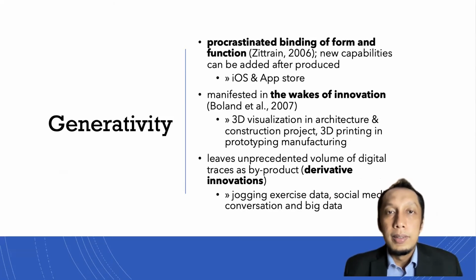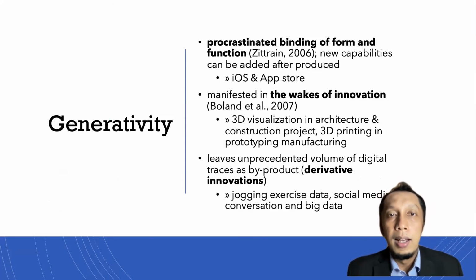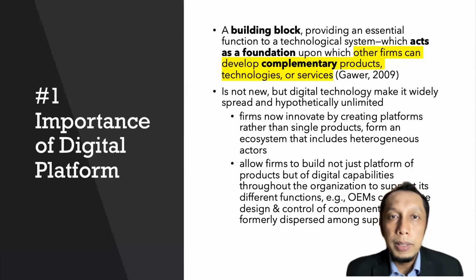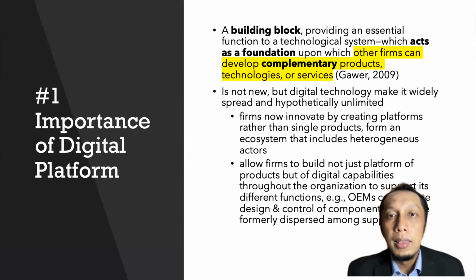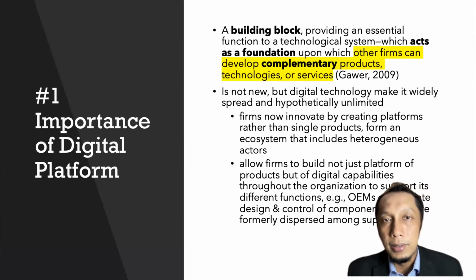Now, what are the consequences? What are the implications? After everything is being converged, after generativity is everywhere, what are the implications? The first implication is that the digital platform is now becoming very important. What is a digital platform? A digital platform is a building block that provides an essential function to a technological system, which acts as a foundation upon which other firms can develop complementary products, technologies, and services. This is not something new, but because of digital technology, the spread is hypothetically unlimited.